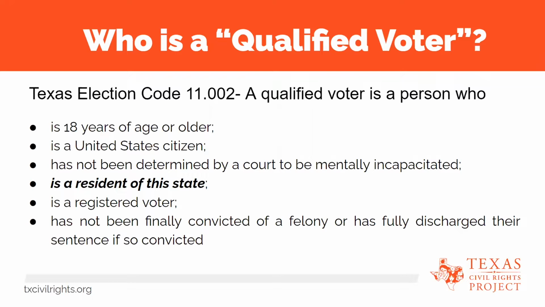And notice that one's bolded and italicized. They're also a registered voter, and they have not been finally convicted of a felony, or they have fully discharged their sentence if they have been convicted of a felony. And if you're interested in that last point, 2 weeks ago, I presented a CLE presentation on incarcerated voters. It was one of our summer CLE series. So feel free to look that up when we make those available to the public.